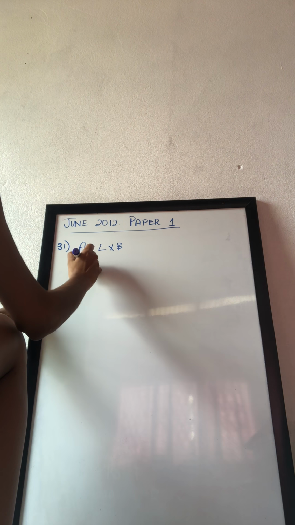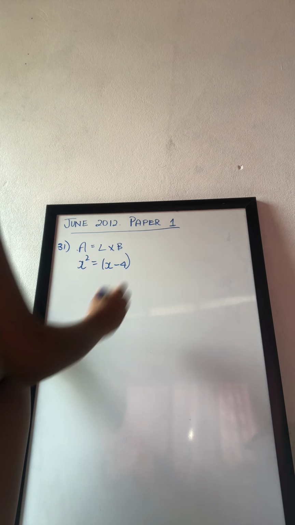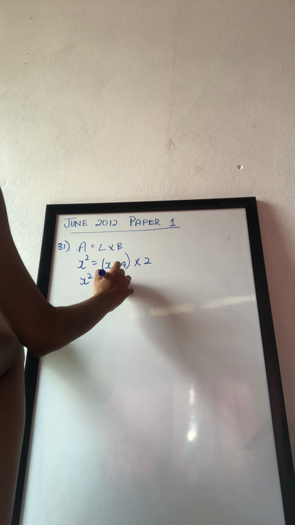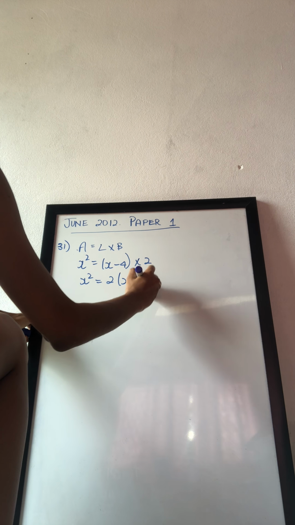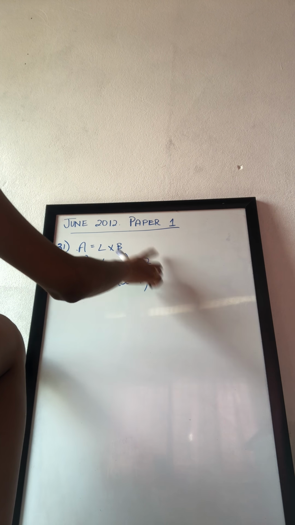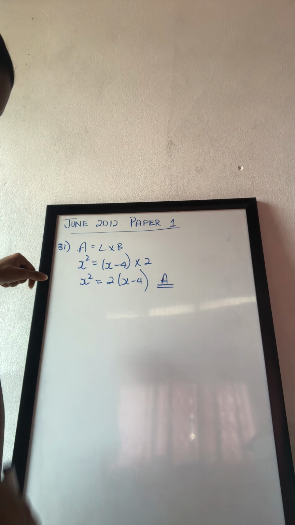We know that the area is x squared. The length of our rectangle is x minus 4, and then the breadth is 2. So this is x squared is equal to 2 by x minus 4. Now we put the x minus 4 in brackets because 2 will multiply by each term within the bracket. So this is the answer for A.